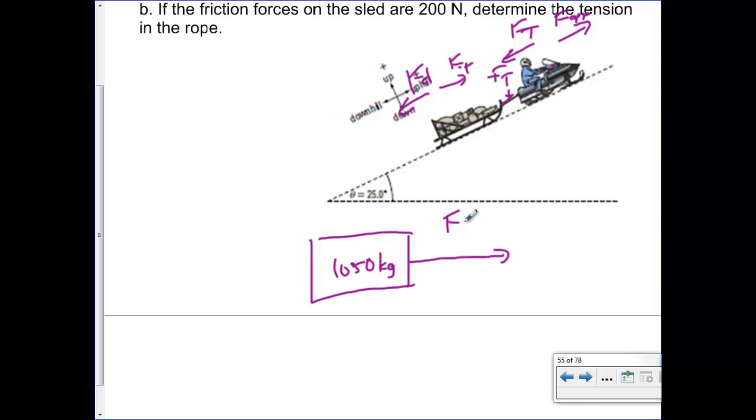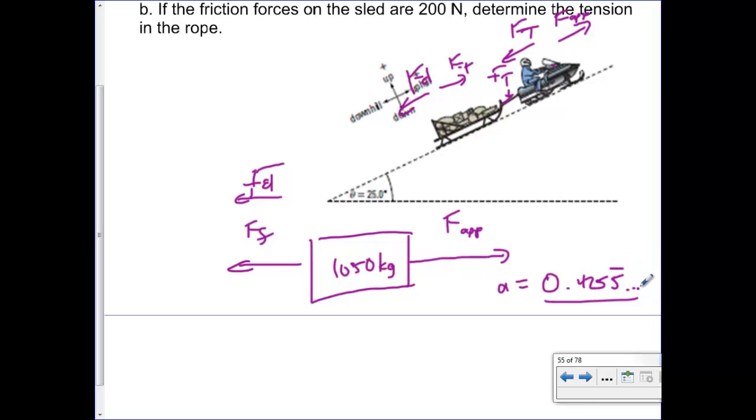Okay, so we would have had the applied force going this way. We would have had friction going backwards. We'd have had a downward force going backwards. After doing all of this, what did we get for acceleration? I did that in the video though, right? I think so. I'm pretty sure I did because I made you guys do part B by yourself, right? I got 0.4255 meters per second squared. Is everyone okay if we start with that premise as our acceleration then?